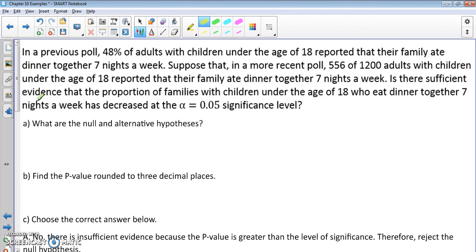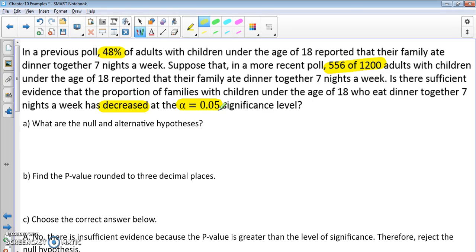In a previous poll, 48% of adults with children under the age of 18 reported that their family ate dinner together 7 nights a week. Suppose that in a more recent poll, 556 of 1,200 adults with children under the age of 18 reported their family ate dinner together 7 nights a week. Is there sufficient evidence that the proportion of families with children under the age of 18 who eat dinner together 7 nights a week has decreased at the alpha equals 0.05 significance level?